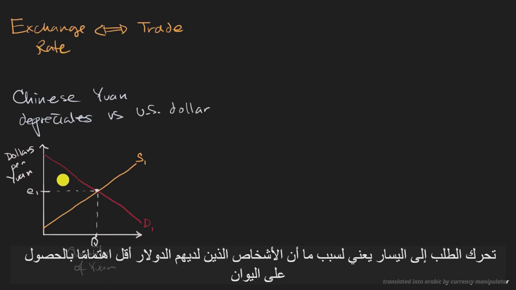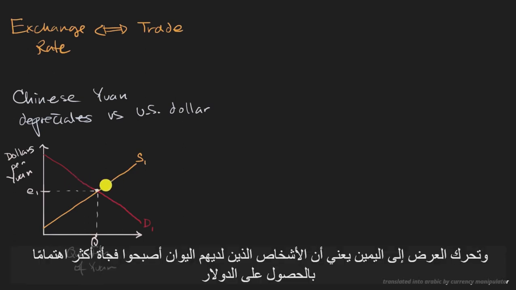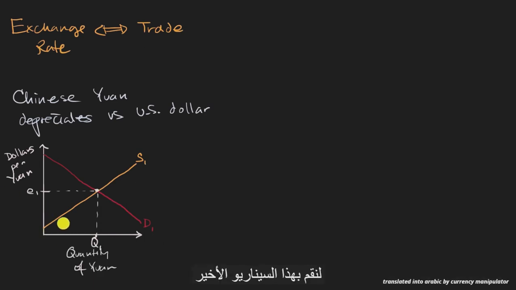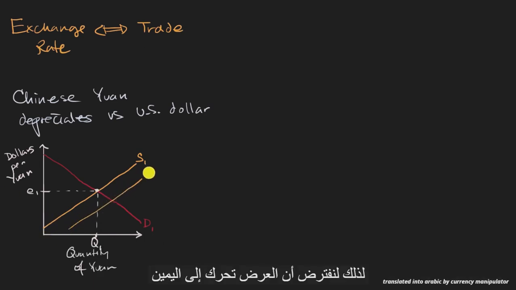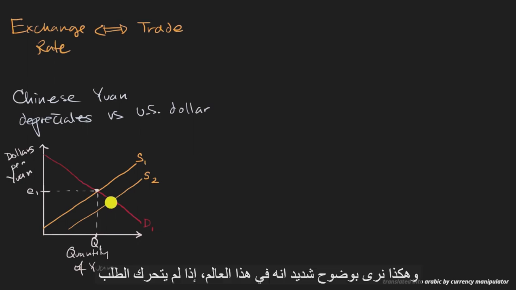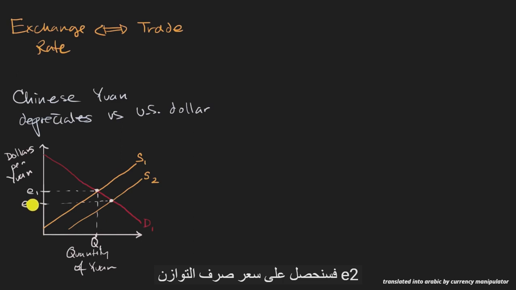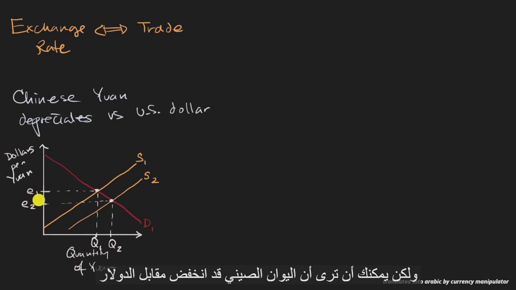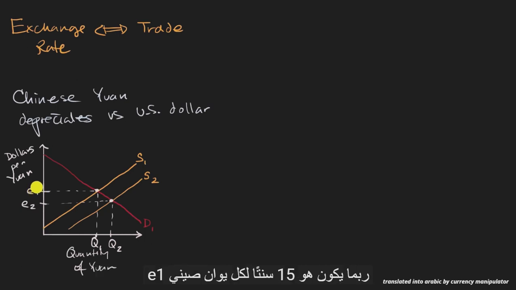The demand shifting to the left would mean for some reason people who hold dollars are less interested in getting yuan, and supply shifting to the right would mean people who hold yuan are all of a sudden more interested in getting dollars. So actually, let's just do the latter one. So let's say the supply shifts to the right. I just want a scenario where we have the Chinese yuan depreciating against the US dollar. And so you see very clearly in this world, if our demand does not shift, we get to this next equilibrium exchange rate, E sub 2. And there's also a different equilibrium quantity. But you can see the Chinese yuan has depreciated versus the dollar. Maybe E sub 1 is 15 cents per Chinese yuan, and maybe E sub 2 is 10 cents per Chinese yuan.